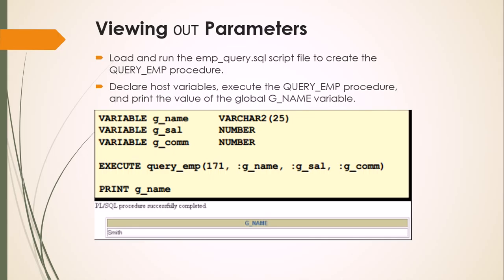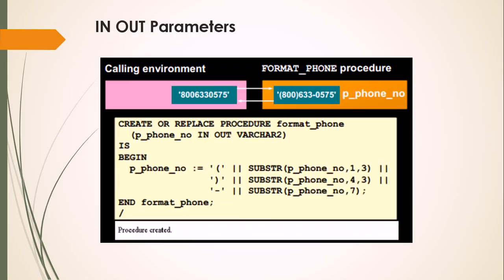In the example, variable keyname has data type varchar2 with length 25, variable keycell has data type number, and variable keycom has data type number. Execute query emp with value 171, keyname, keycell, keycom. Print keyname and then the value is displayed.